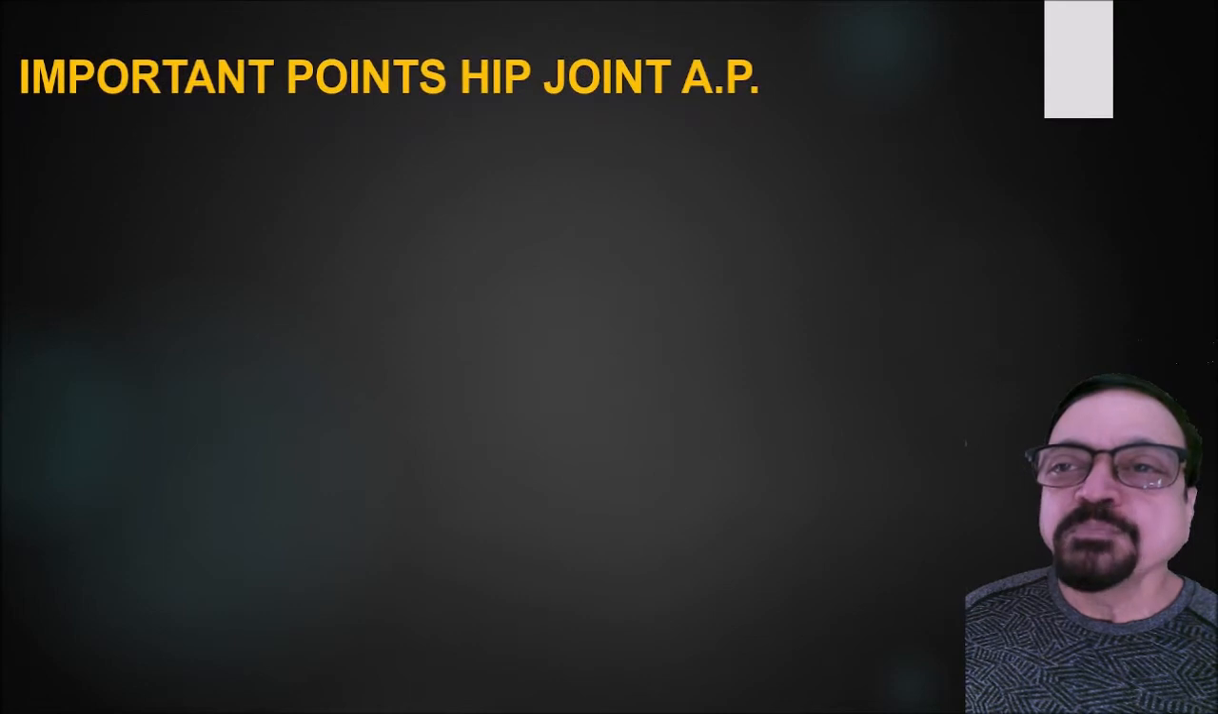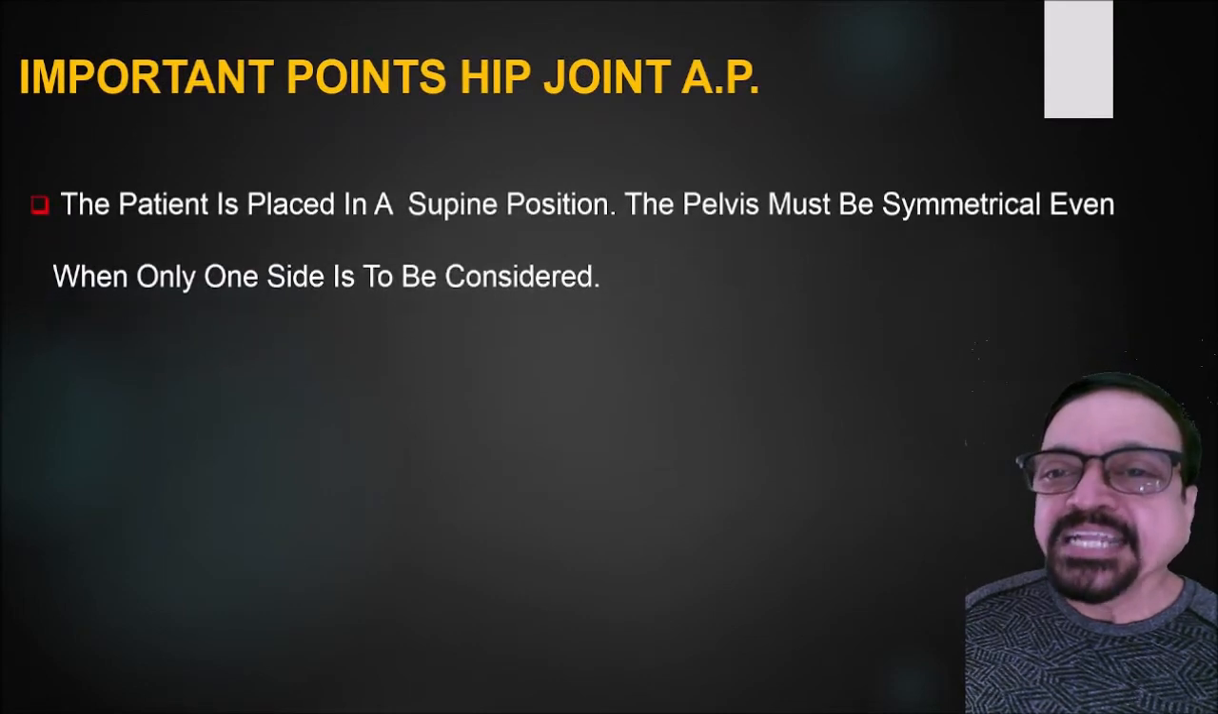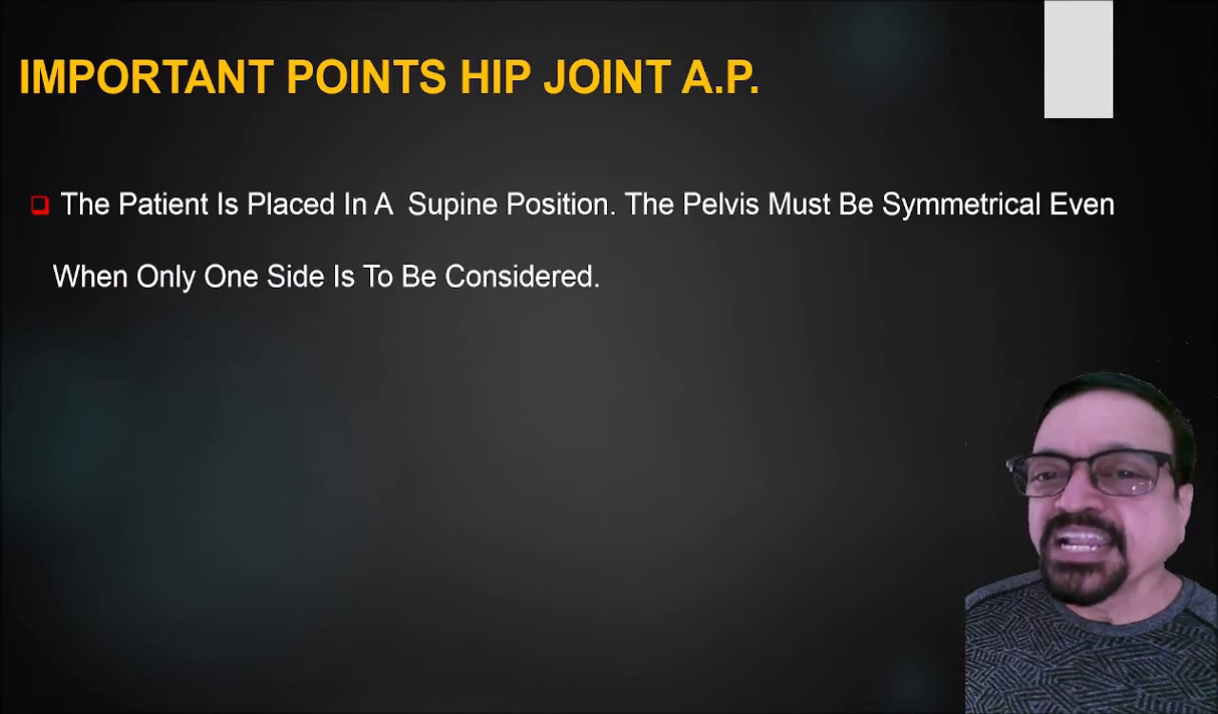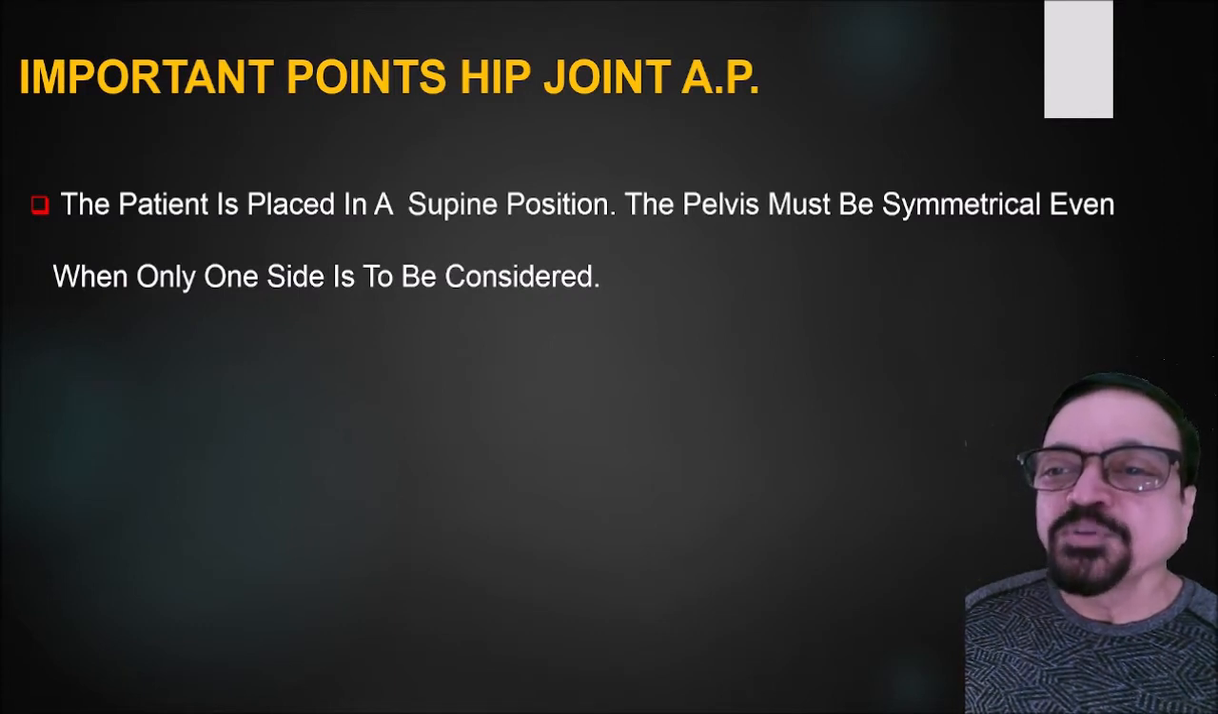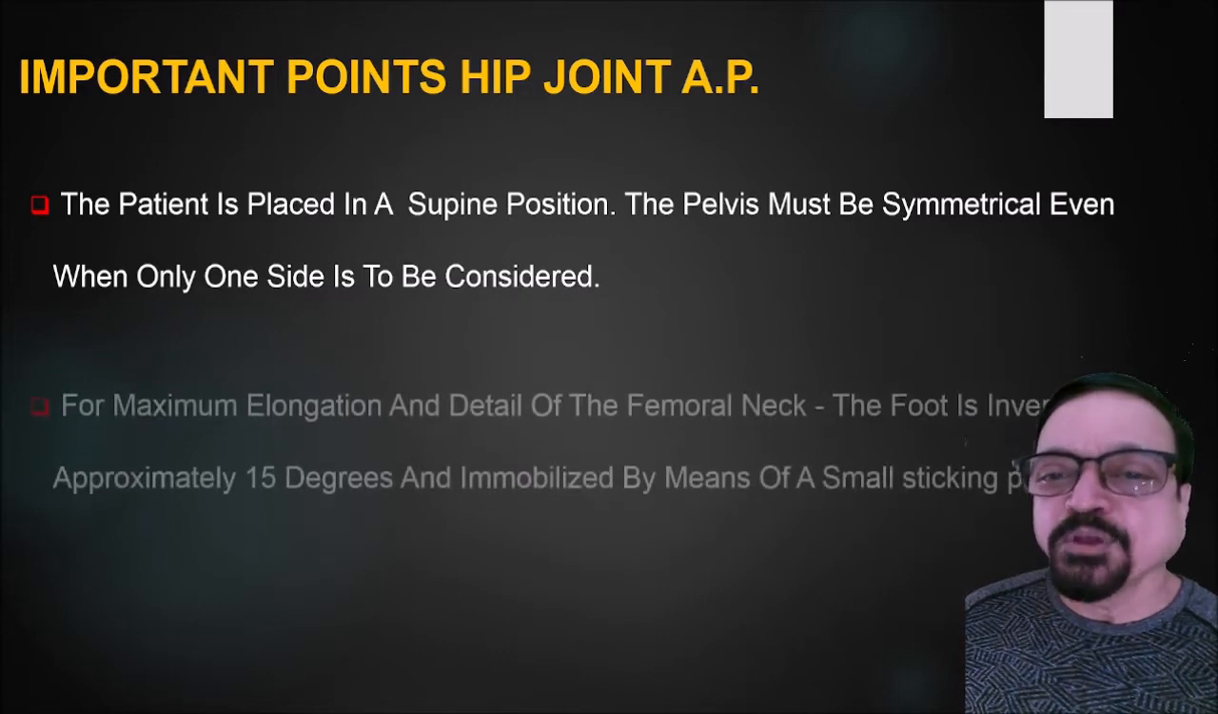Now what are the important points in hip joint AP? The patient is placed in a supine position. The pelvis must be symmetrical even when only one side is to be considered. So even for the right hip or left hip, even if one hip is to be taken, we have to keep both hips in a symmetrical way. So also the pelvis has to be properly placed.